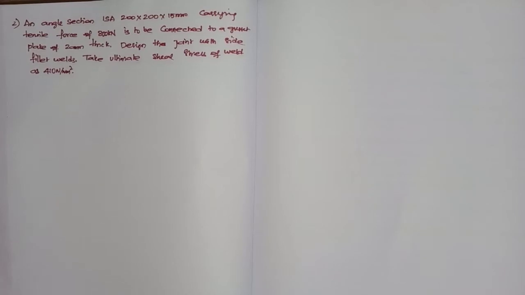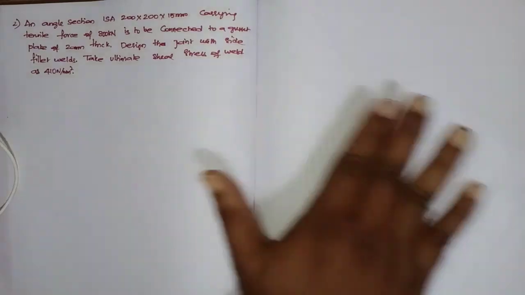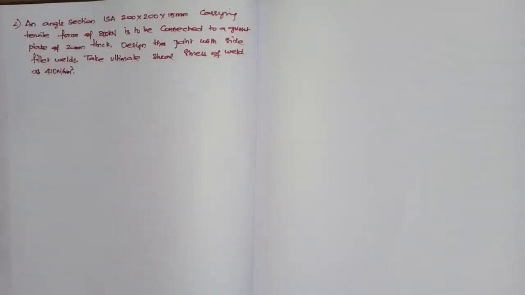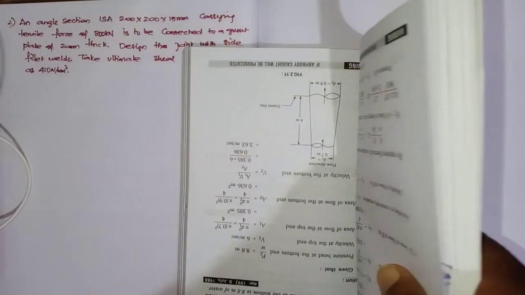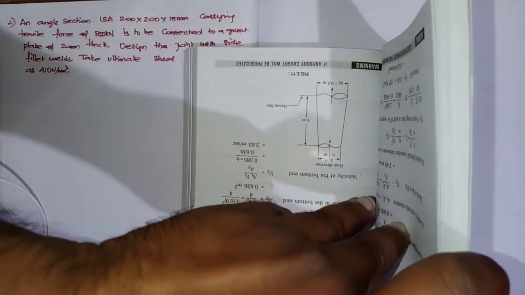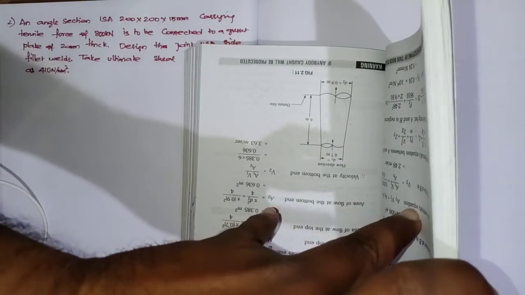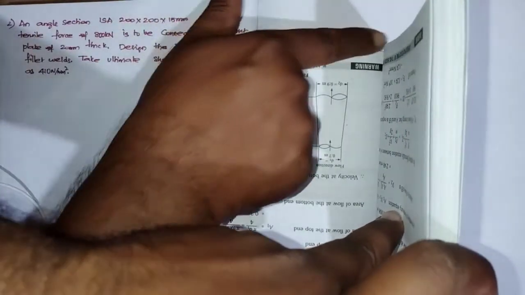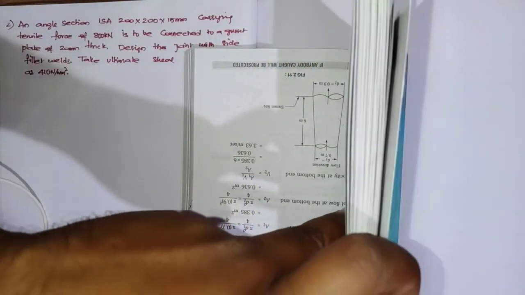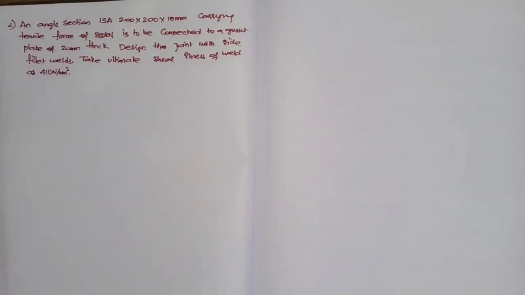Now we'll see another problem, that is an angle section connected to a gusset plate. For example, this is a gusset plate. To this gusset plate, an angle section is connected like this, and only side fillet welds are to be done. How will this process vary from the normal problems we have seen earlier? Up to the calculation of weld it will be the same.